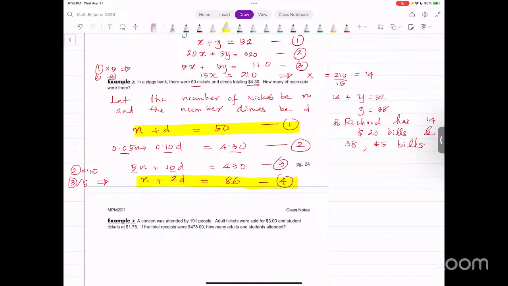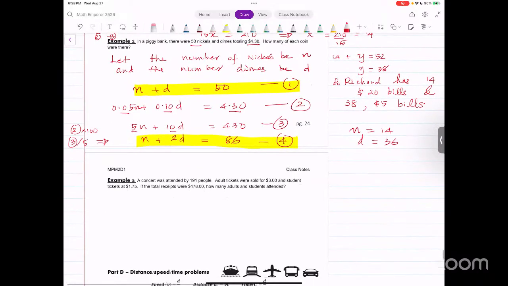All right, guys. So at this point, what did you get? For the nickels, I got 14, and dimes I got 36. So nickels 14 and dimes 36. Let's see if she got that right.